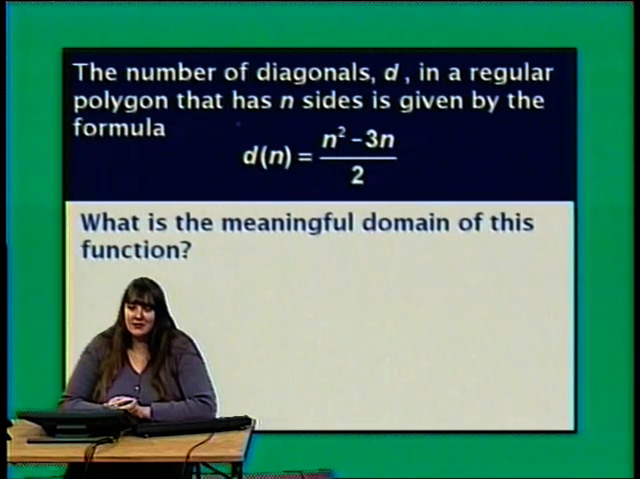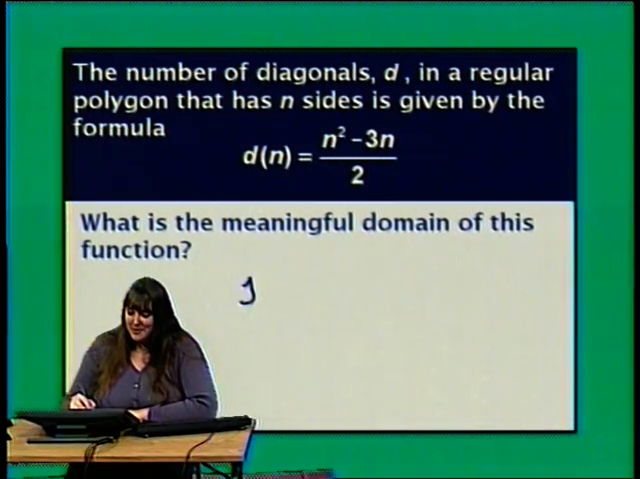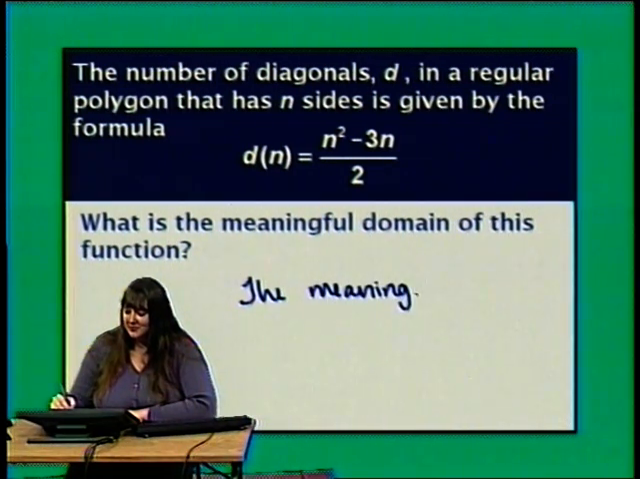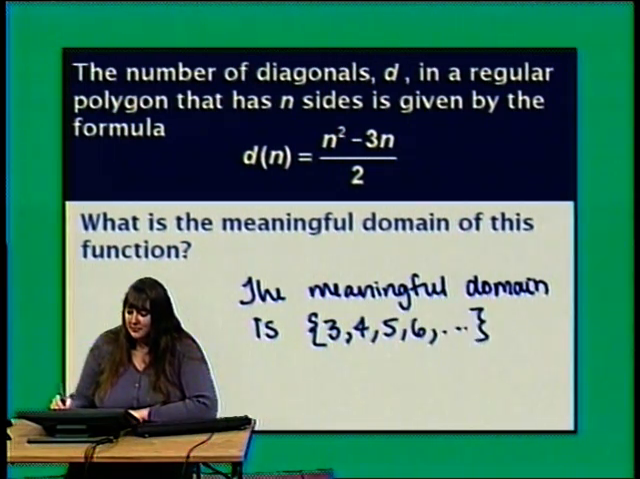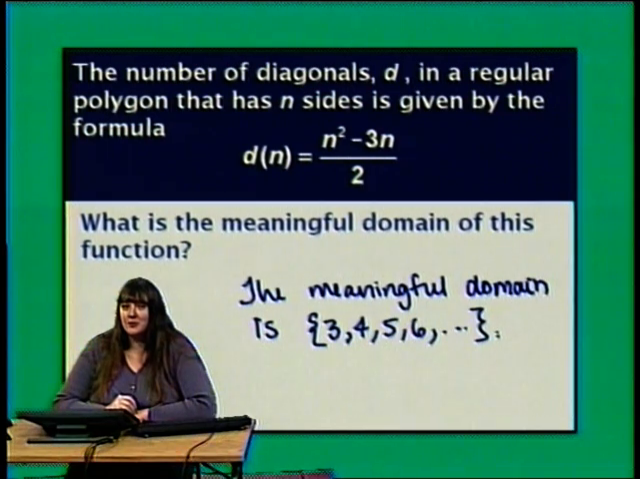Then we could have 4 sides for a square, 5 sides for a pentagon, 6 sides for a hexagon, and so on. But we're not going to get any non-integer values because we can't have 3.5 sides, for instance. So the meaningful domain is 3, 4, 5, 6, and so on. All of the integers greater than or equal to 3.